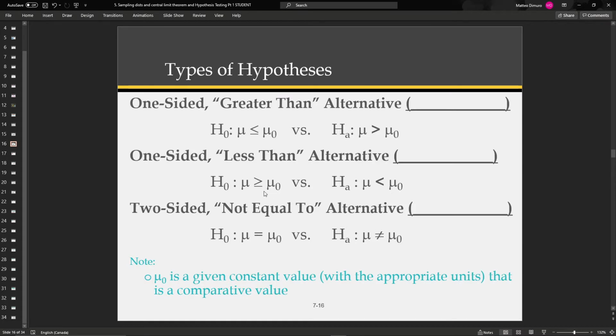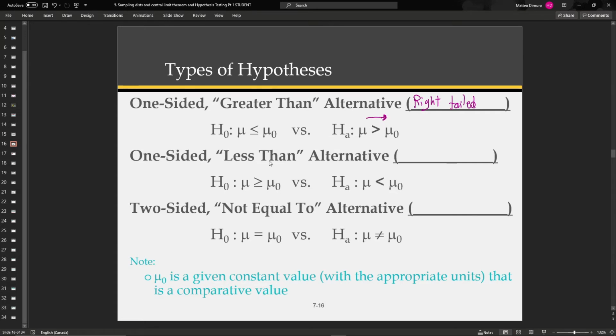What kind of tests can we do? Well, we can do one-sided greater than tests. We usually call these right-tailed tests. I'll refer to them very often as right-tailed tests. And the hypotheses look like this. We say that H0 is that the population mean is less than or equal to the sample mean, or the alternative that the population mean is greater than the sample mean. So it's a one-sided right-tailed test because the sign is pointing to the right. The greater than sign points to the right. That's how you should remember.